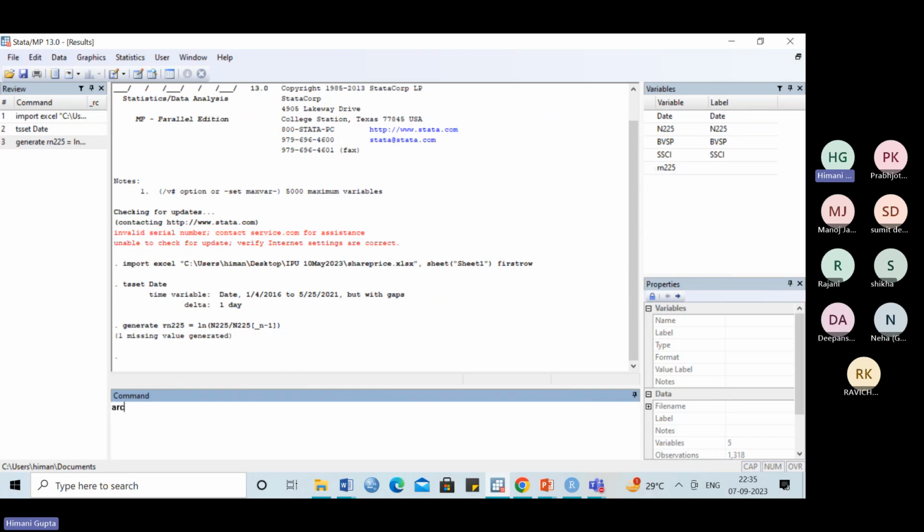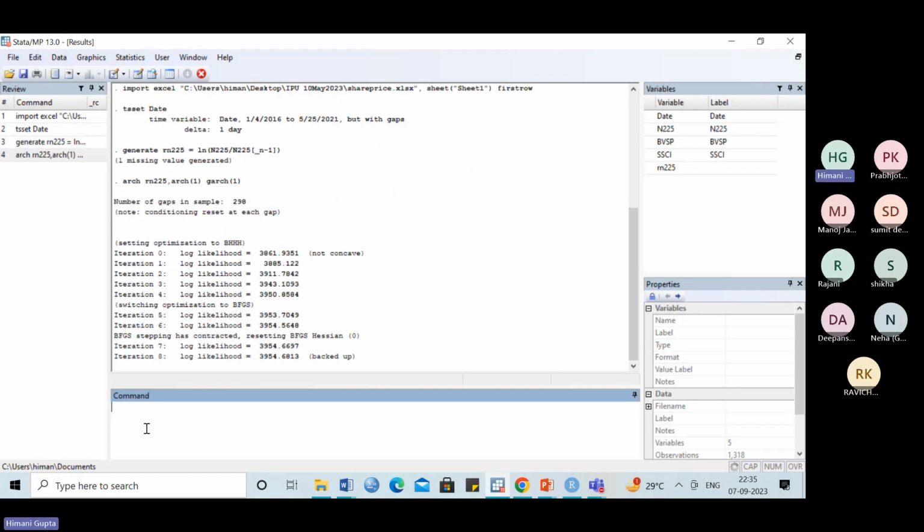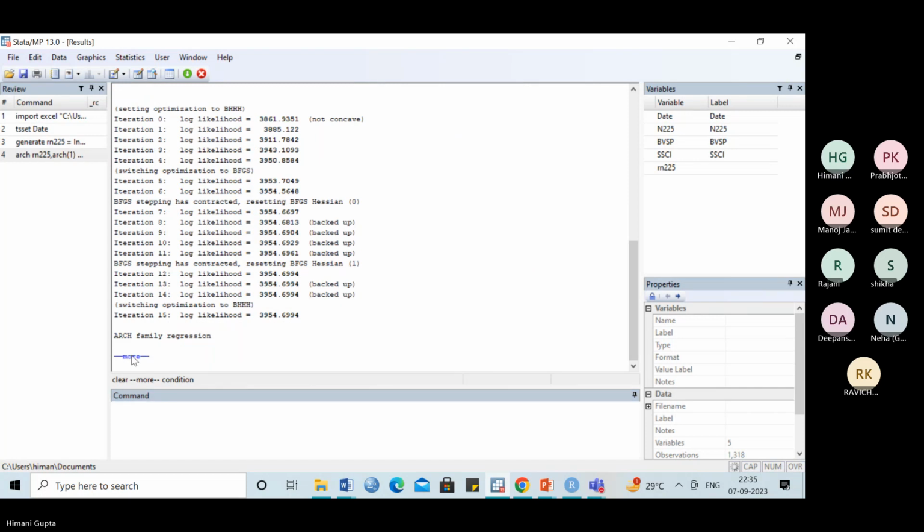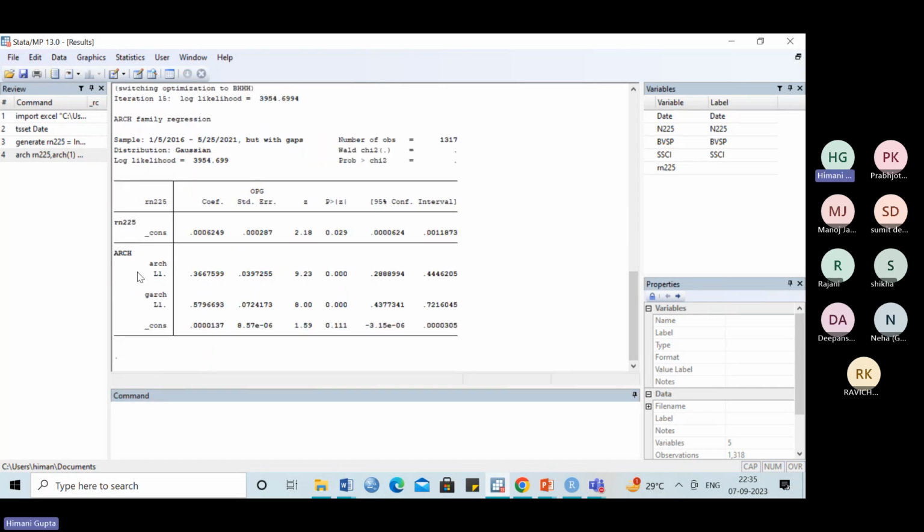Now just write arch Rn225 comma arch1 arch. Now you will get the result. So you will get the arch effect, arch coefficient, and your Garch coefficient and constant.